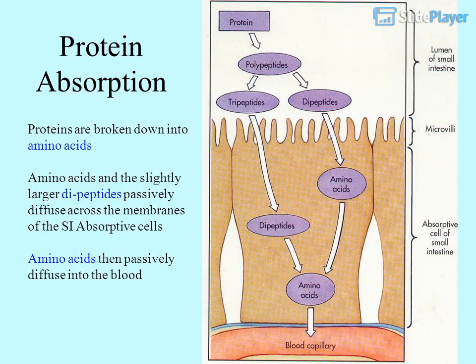Protein absorption. Proteins are broken down into amino acids. Amino acids and the slightly larger dipeptides passively diffuse across the membranes of the small intestine absorptive cells. Amino acids then passively diffuse into the blood.